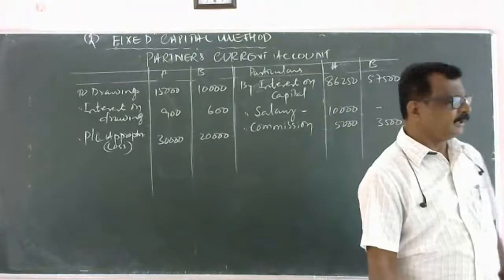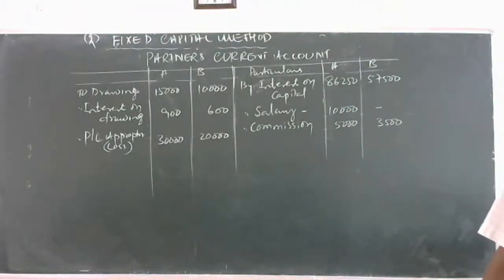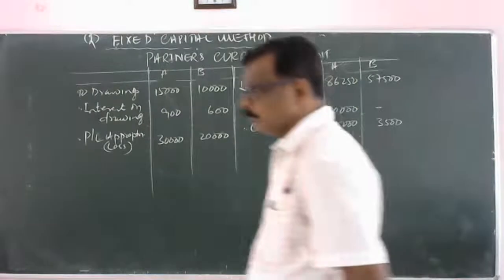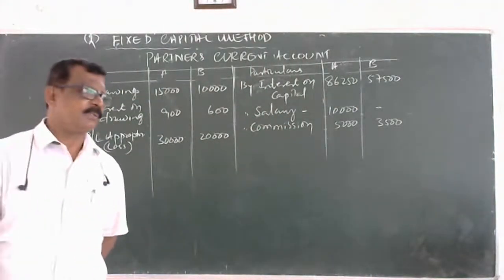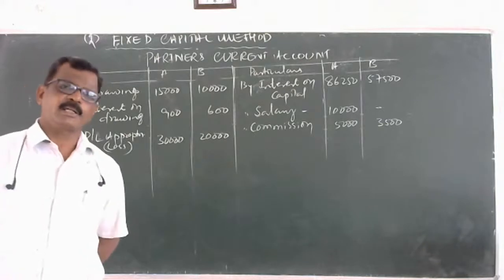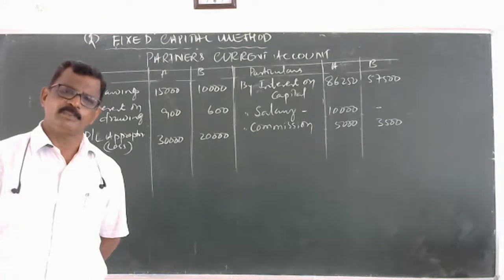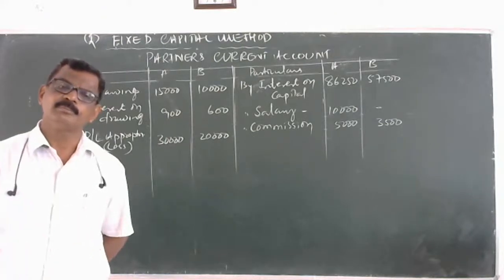So these are the entries you have to show in the partner's current account. Except capital, all other entries should be shown in the current account. You can identify the difference here in the current account: except capital, opening capital, additional capital, all other entries are taken. All other adjustments are made.